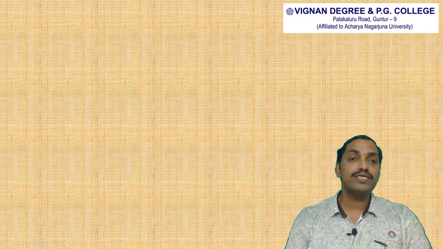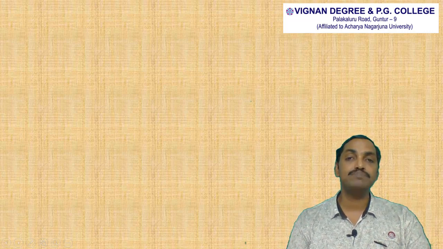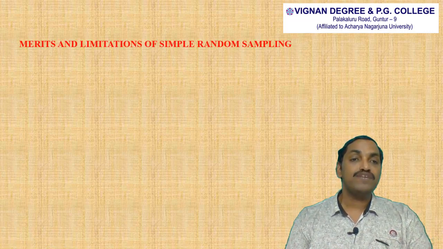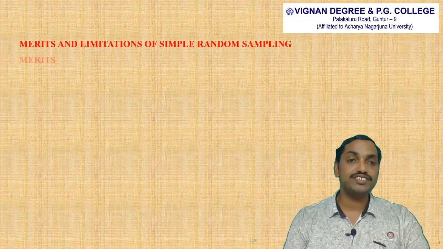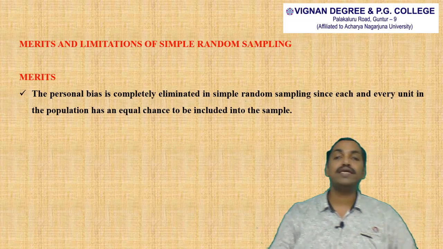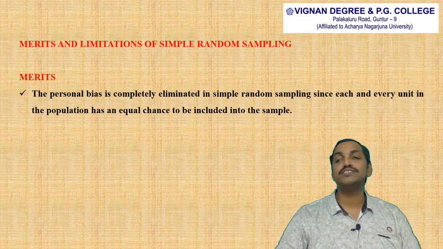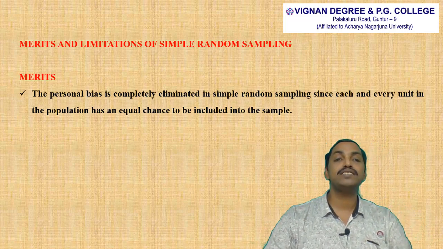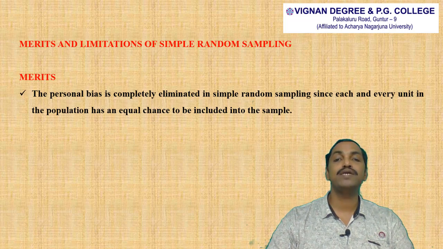Next, we will have a look at the merits and limitations of simple random sampling. First, we will have a look at merits. The first one is the personal bias is completely eliminated in simple random sampling since each and every unit in population has an equal chance to be included into the sample.